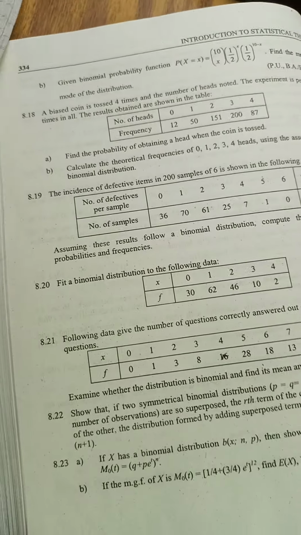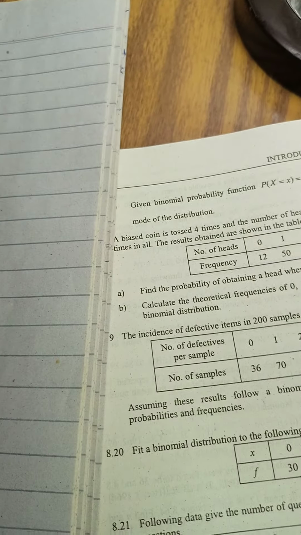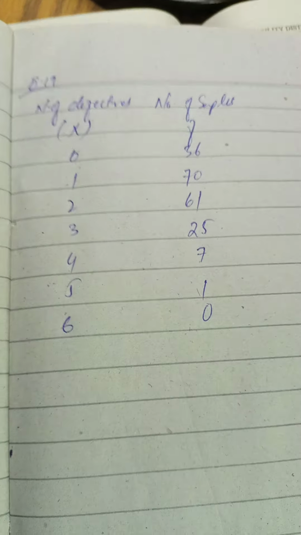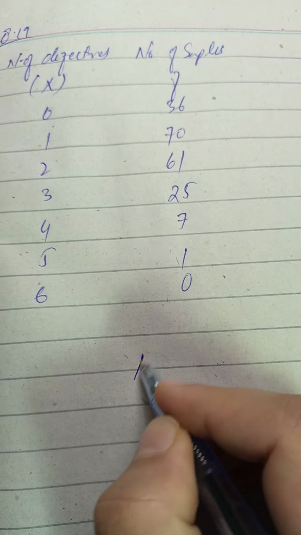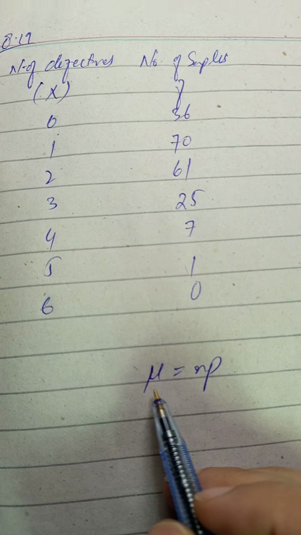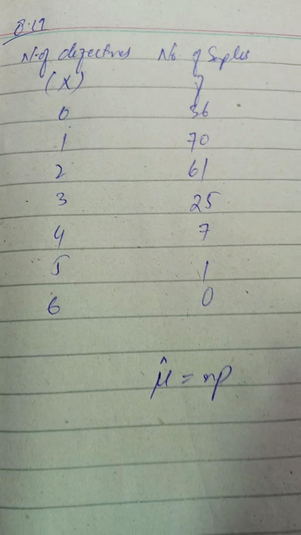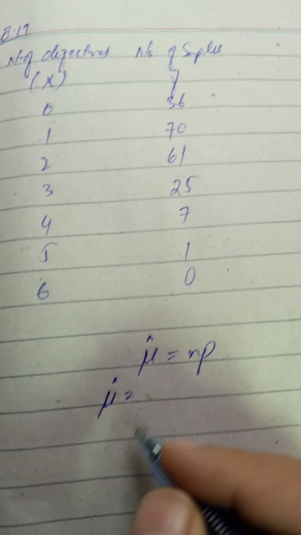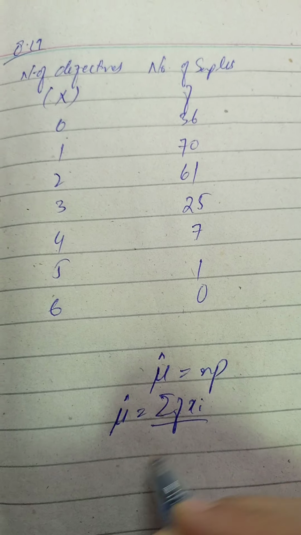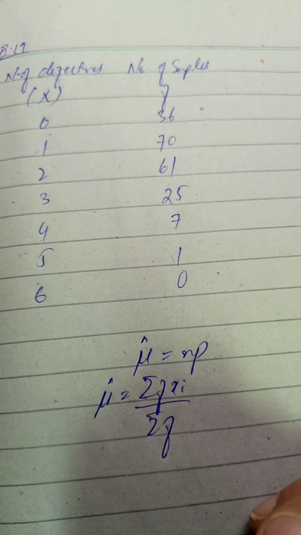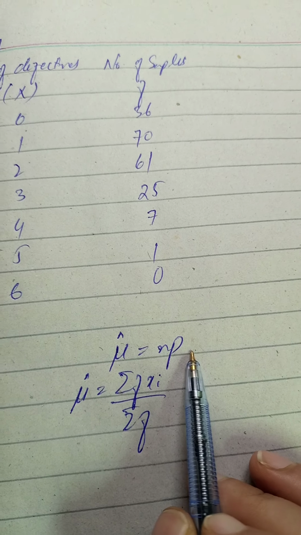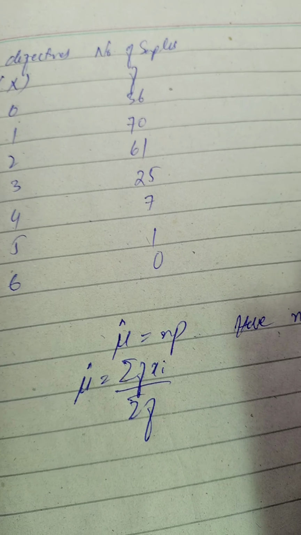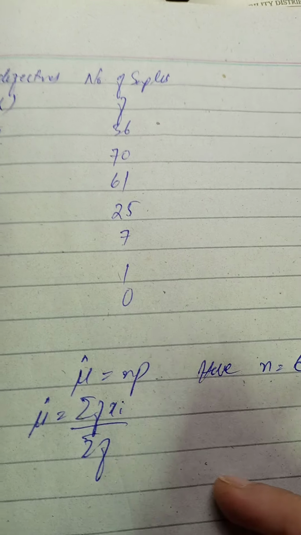So first of all, let's copy this to our page. So this is our frequency distribution. First of all, we have to estimate p. So we will use mu equals np. Since we don't have mu, we will use the estimated value of mean, which from a frequency distribution we can estimate using the formula summation fx over summation f. So we will calculate mean, and then we will estimate our p. Here n is given, which is equal to 6.